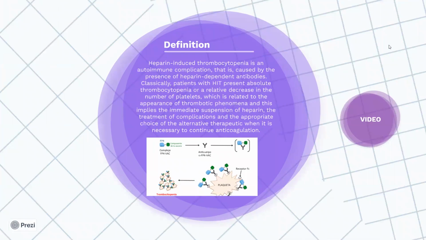Definitions. Heparin-induced thrombocytopenia is an autoimmune complication that is caused by the presence of heparin-dependent antibodies. Classically, patients with heparin-induced thrombocytopenia present with absolute thrombocytopenia or a relative decrease in the number of platelets, which is related to the appearance of thrombotic phenomena, and this implies the immediate suspension of heparin. The treatment of the complication and the appropriate choice of an alternative therapeutic when it's necessary to continue anticoagulation.